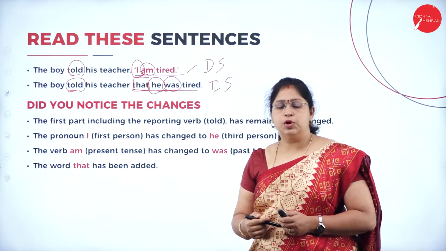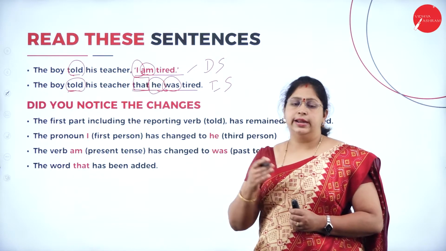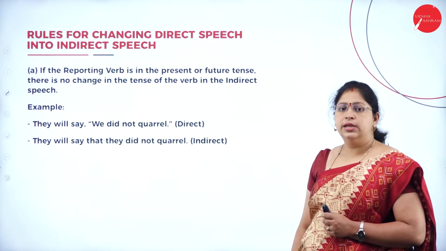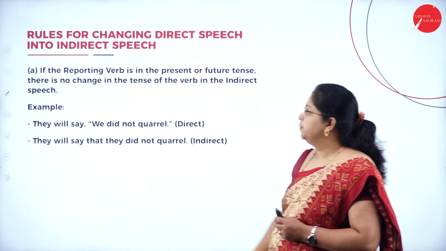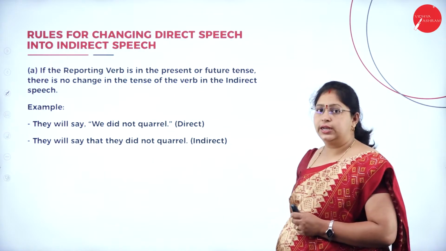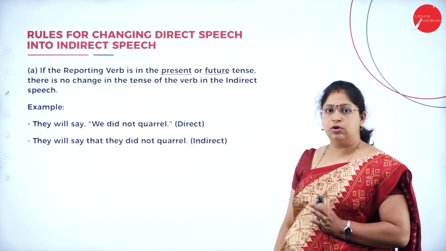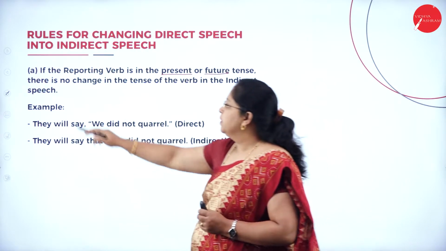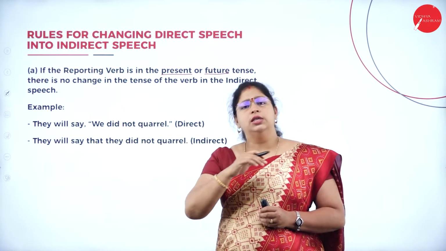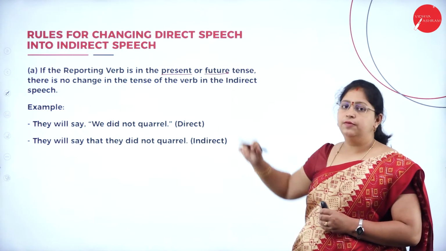If we know the rules properly, it will be very easy to change from direct to indirect or indirect to direct. So, here are the rules for changing direct speech to indirect speech. If the reporting verb is in the present or future tense, simple present or simple future tense, there is no change in the tense of the verb in the indirect speech. So, there will be no change at all.